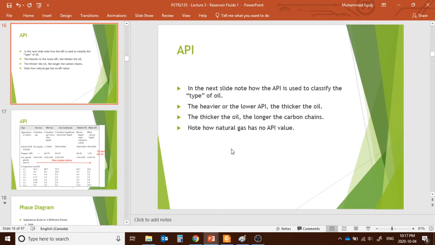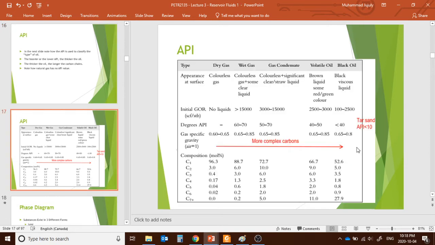Okay, so the heavier or the lower API, the thicker the oil. That means the more the oil gets thick, the lower the API value, the degree of API. Now the natural gas doesn't have any API value. That makes sense because it would be something like infinite. So that's exactly why we don't have the API value. The thicker the oil, the longer the carbon chain, as we already know.